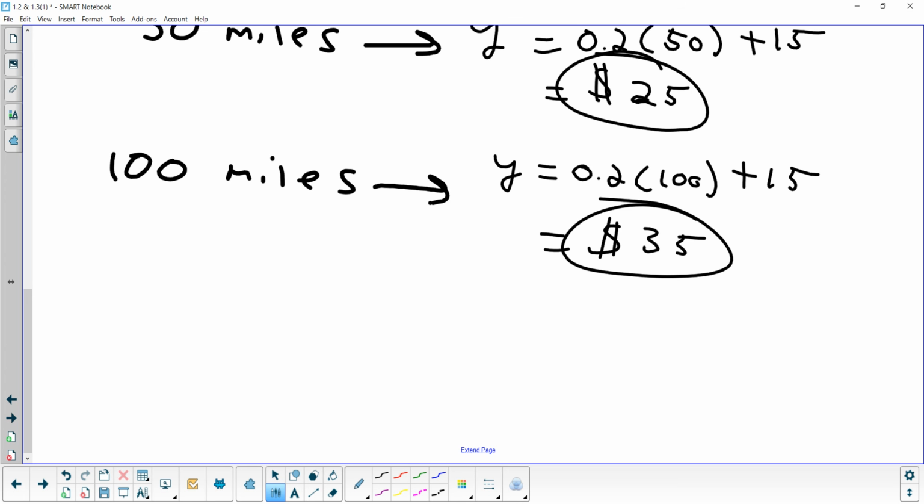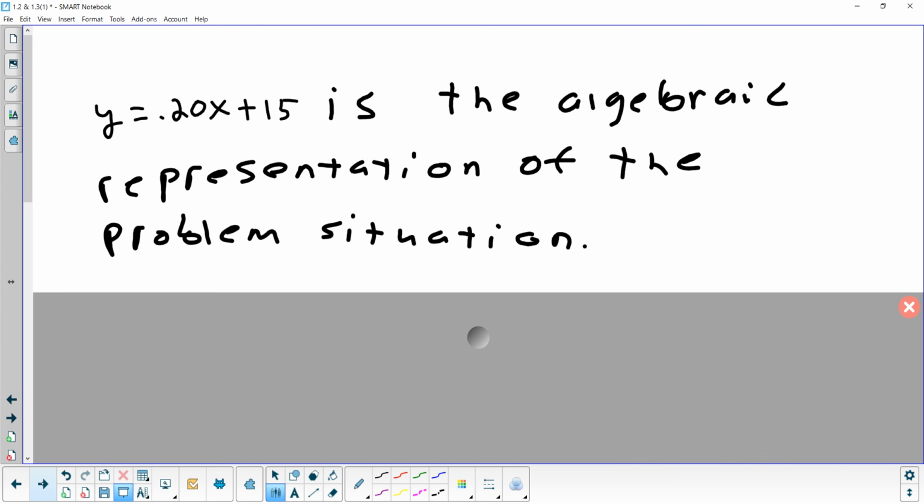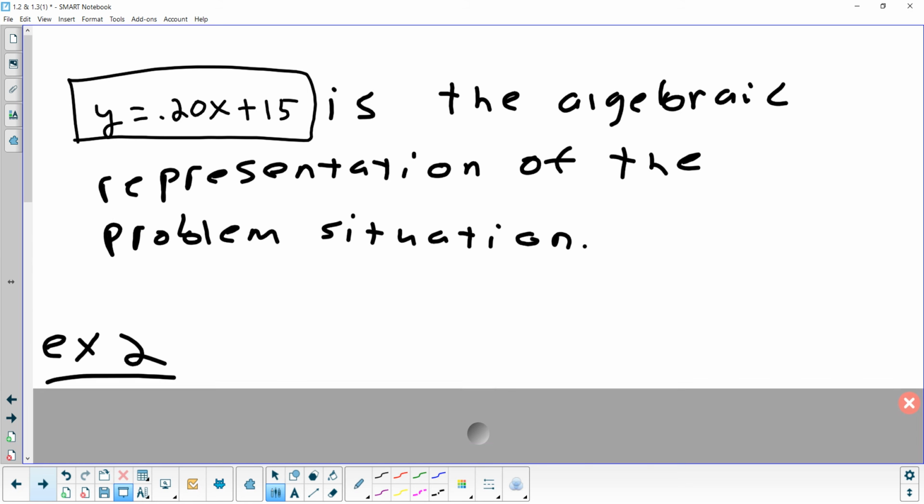So that equation, that 0.2x plus 15, that's called the algebraic representation of our problem. By writing that, it kind of takes the word problem away from it. Somebody could walk in the room right now and look at this, and they have no idea that that's about renting a car and you pay 20 cents a mile. All they see is an equation, 0.20x plus 15. So that's called the algebraic representation of our problem.